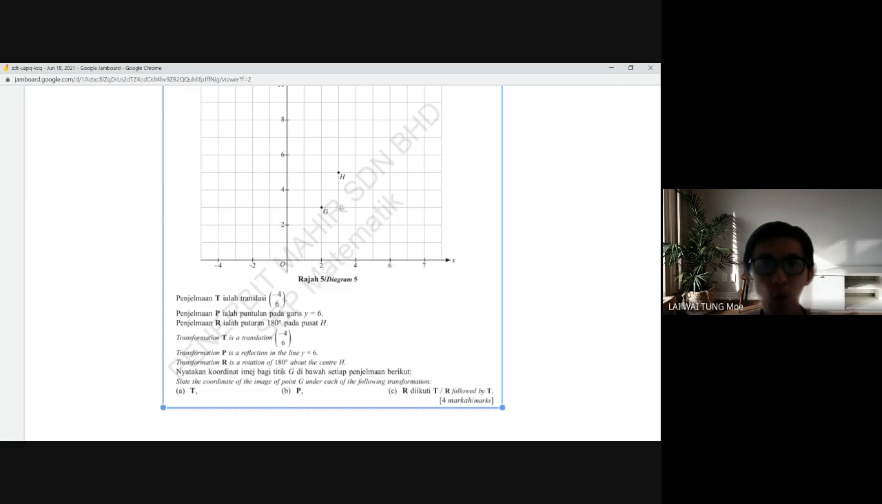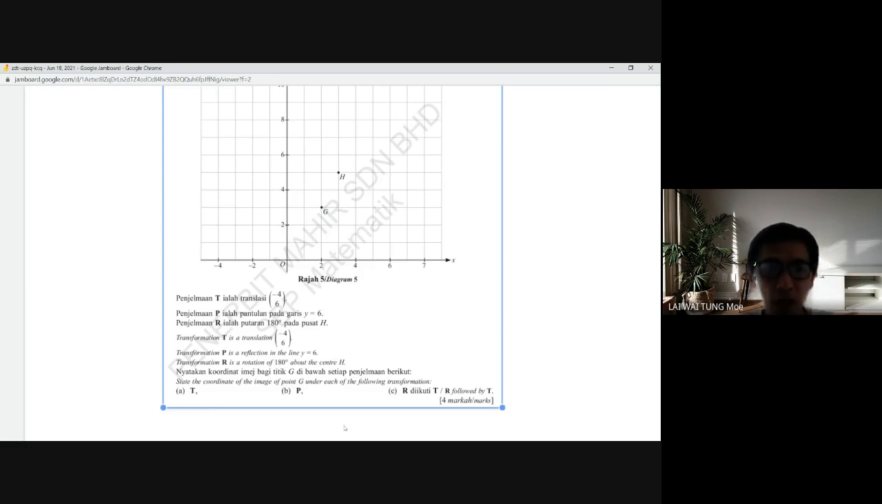So what we do is we need to find the image of G. This is the object, this is the point G. Now we want to find the image of this G after it undergoes the transformation T, and then P, and then R followed by T. You have to do this separately. So you have to do it for the transformation T first, what is the image? And then the transformation P, what's the image? And R followed by T, what's the image? So there are three answers here. So let's do the first question.